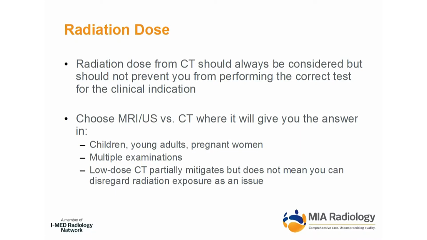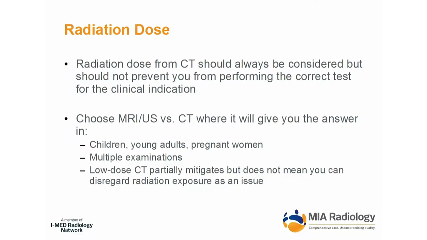You might be able to choose an MRI or ultrasound versus CT where it will give you the answer, but you may not be able to. But particularly I'd want you to think about ordering an alternate non-ionising radiation test in children and in young adults, obviously pregnant women, in people who are having or likely to have multiple examinations, for instance, certain situations with cancer monitoring or chronic diseases, inflammatory diseases, arthritis, and particularly if you add those two things together, young people who are going to need lots of imaging, the cumulative radiation dose over 10, 15, 20, 30 years is significant.